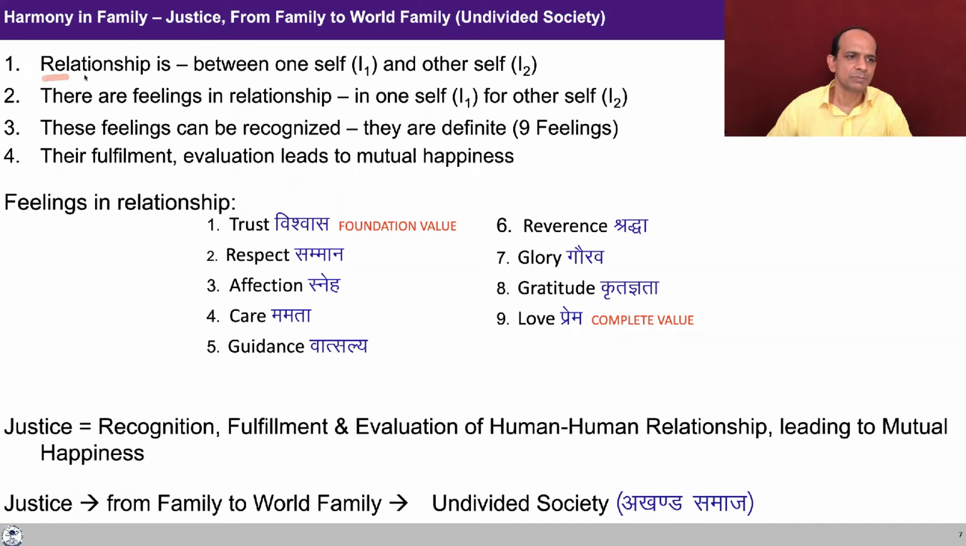One thing is that relationship is there, it's very much there, and it is between oneself and the other self. It is not between one body and the other body. Okay, body is just an instrument, as we explored earlier. The feelings are there in the self. The one who gets happy or unhappy is the self. So the relationship exists between oneself and the other self. The body and physical facilities are utilized as instrument in fulfilling the relationship. We also see that there are feelings in relationship, and the feelings are also there in the self, not in the body.